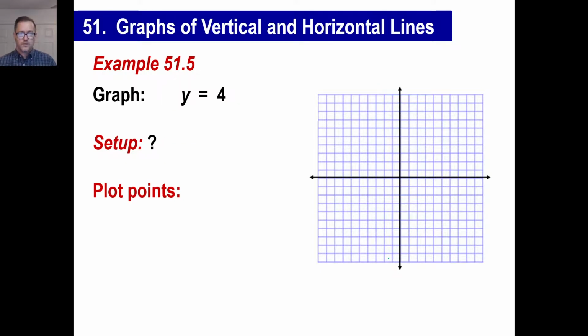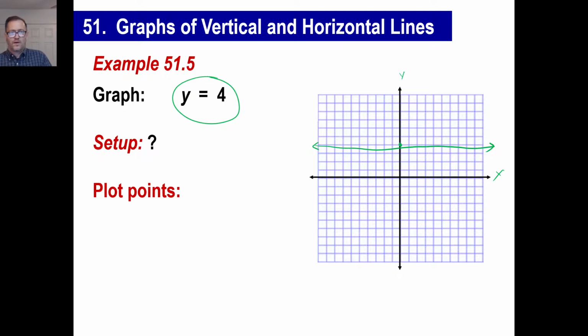Okay. This one, Y is equal to 4. Well, don't forget, this is your x-axis. That's your y-axis. If y is always equal to 4, that's positive. So 1, 2, 3, 4. So your value of y is always going to be that. So you can just write or draw a horizontal line right there. Don't worry about the setup of plot points.